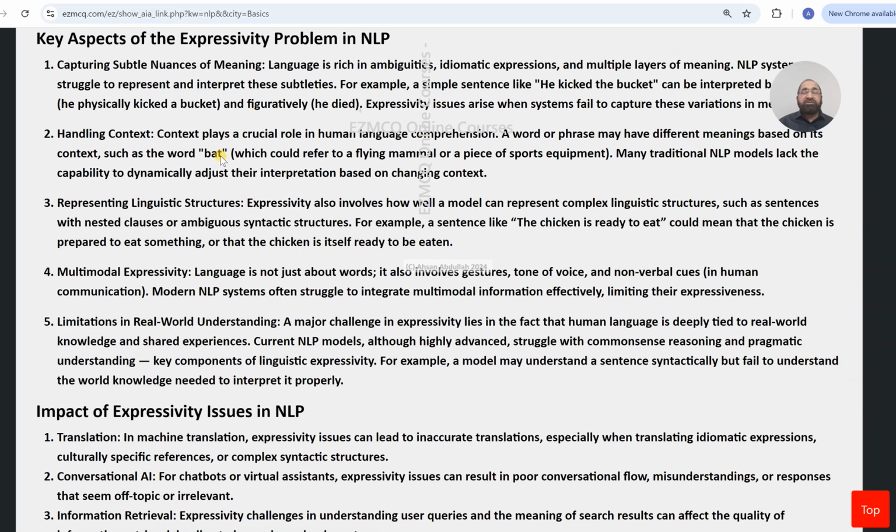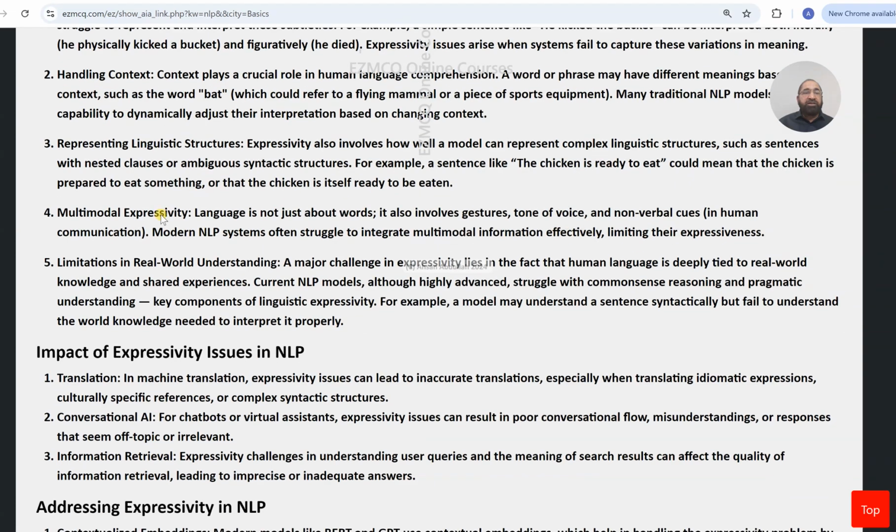And handling the context: a bat as a mammal or a bat as a sports instrument. The chicken is ready to eat versus the chicken has been cooked. And multimodal expressivity. When we speak, we use our tone, our head movement, our eyes, our body movement. But that is not there in a text message. That is there in a video, and it's a complex problem. Yes, we are looking at video and of course natural language processing, so increasing the complexity of the problem.